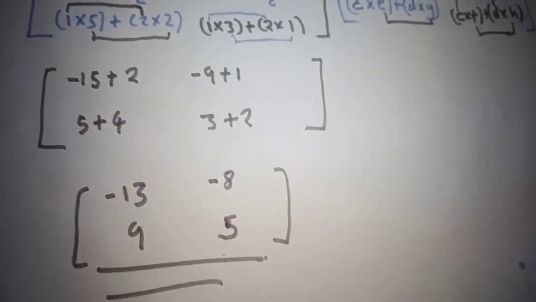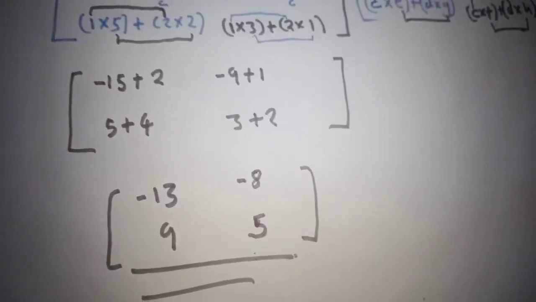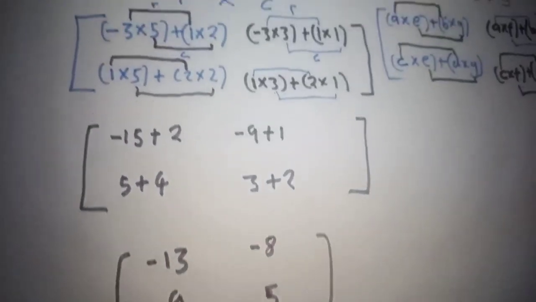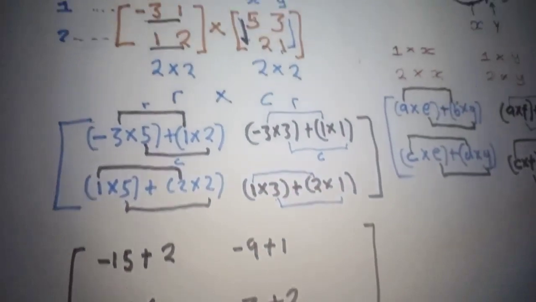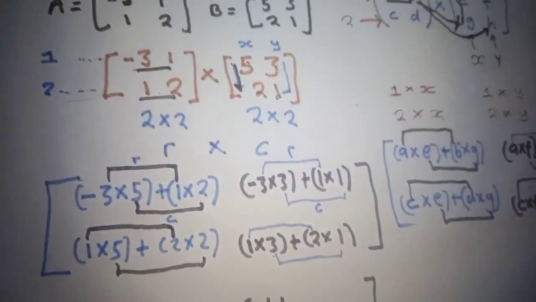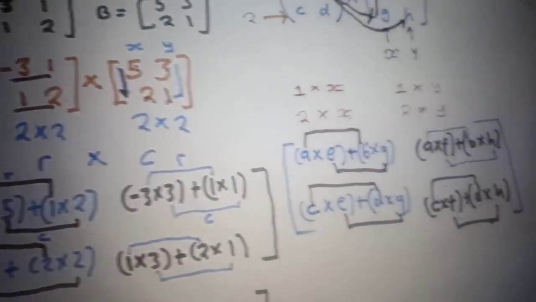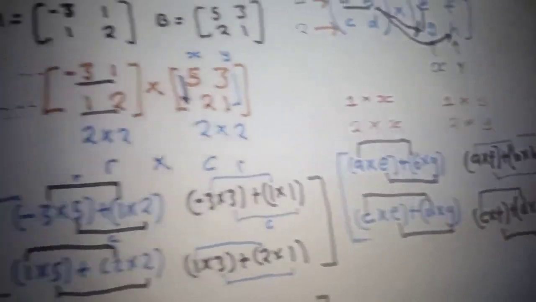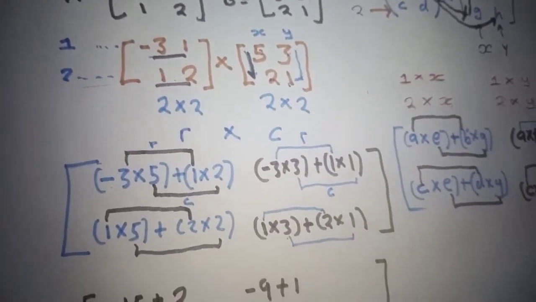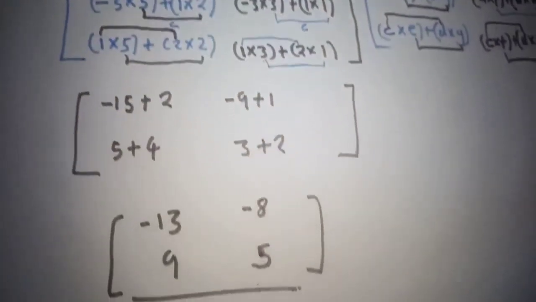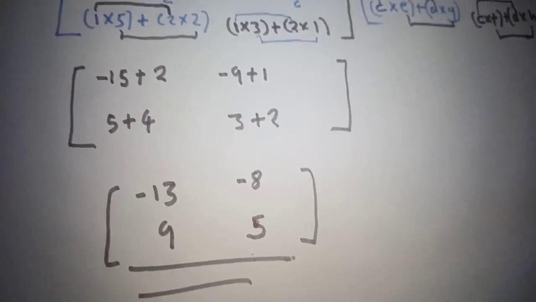I know sometimes you can get confused, but always just do it simple and straightforward. Just go through all these stages. Just make sure that my row number 1 must be multiplied with column number X, again row number 1 with column Y, just like I did here. You do it like this, you will never fail such a question. And this is our answer: negative 13, negative 8, 9, and then 5.